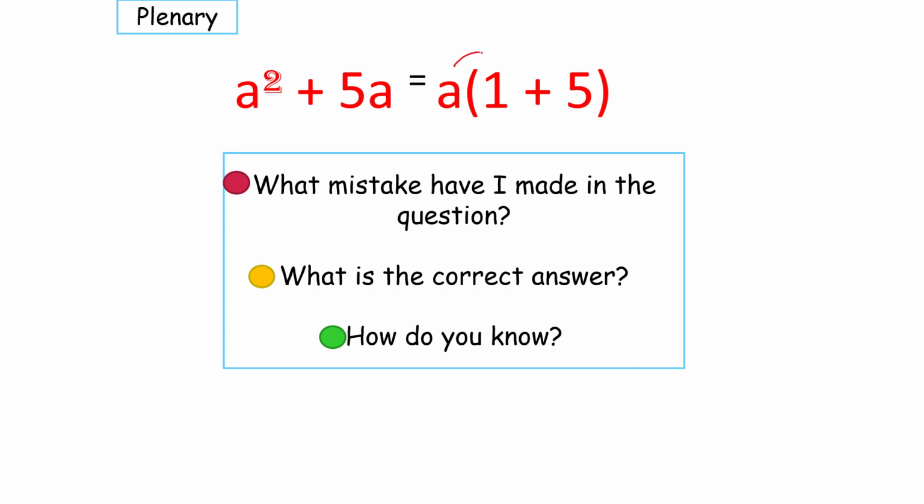Well, you could check this by just expanding it, and you know that's just going to be a times 1 is plus 5a, and that equals 6a, and that's not what we want, right? So the highest common factor here is the a, and to get a squared that would be a, and plus 5, that will be the correct answer. Perfect.